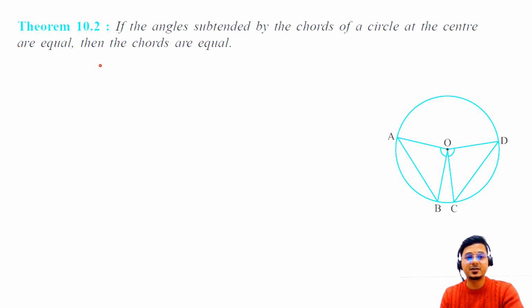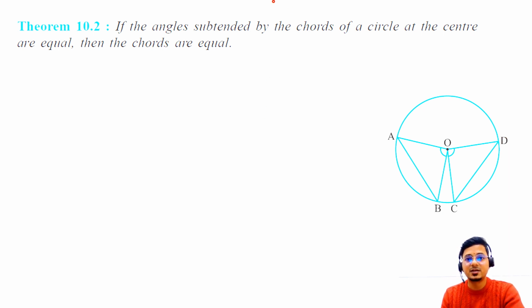Now let's start theorem 10.2, and it is the converse of the previous theorem. It says that if the angles subtended by the chords of a circle at the center are equal, then the chords are equal. So it says that if angle AOB is equal to angle COD, if these central angles are equal, then in that case the lengths of the chords are equal. So this is basically the converse of the previous theorem.